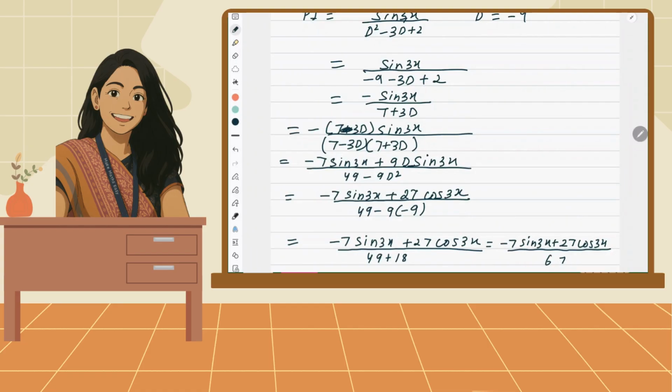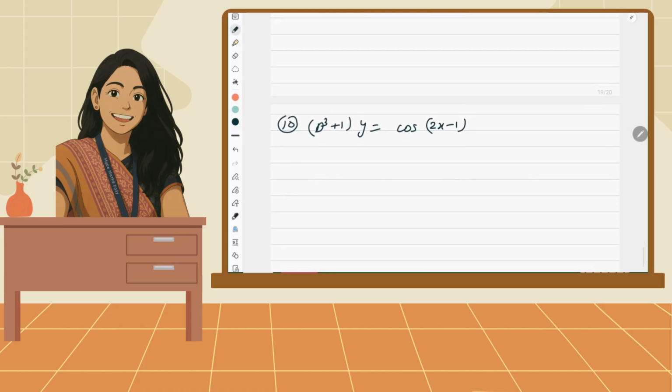So just check your answer. Let me check where I have done some mistake because it's not matching with my answer sheet. So now I got 7 plus 3D and I have rationalized it with 7 minus 3D and I got 9D square and 49, right? So 49 plus 18 is 67, correct. So our answer is correct, okay? Let's see the next question.